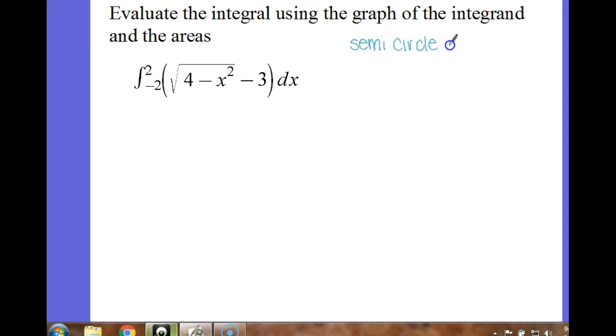Radius. Good. So it's a semicircle of radius 2. We know that because this is r squared minus x squared. So we have a radius of 2. So if this goes from -2 to 2, then I know that that's my radius, width, and height.